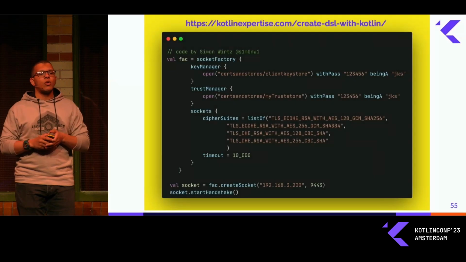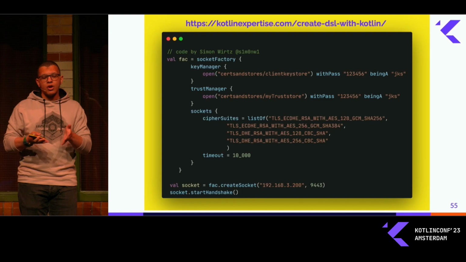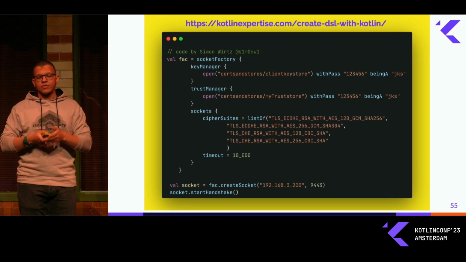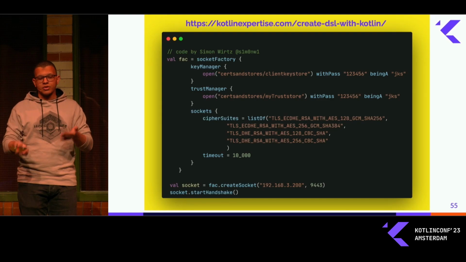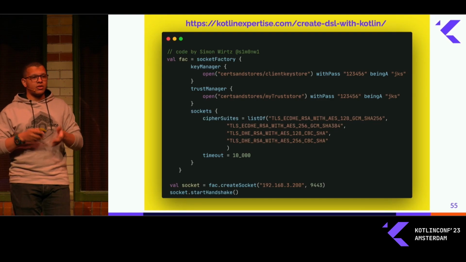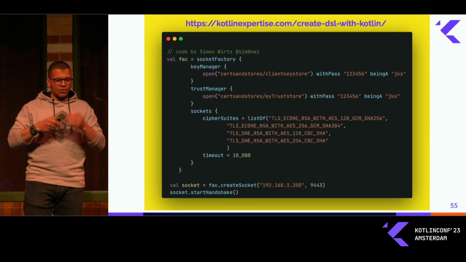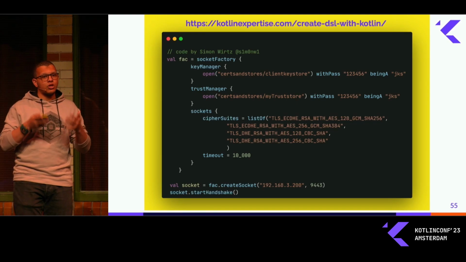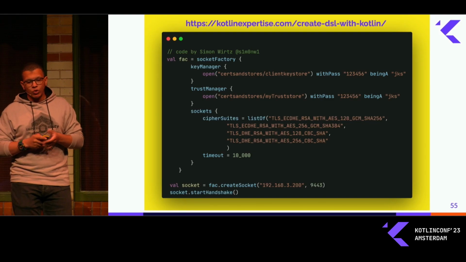But here is with the Kotlin DSL. It is much more readable. So we do have socket factory, a key manager. It is used with infix functions for more readability, right? Trust manager, socket, ciphers, and we start creating our socket. It is much more beautiful like that. So if you have some configuration in your code base, of course, consider applying custom DSLs with typesafe builders.